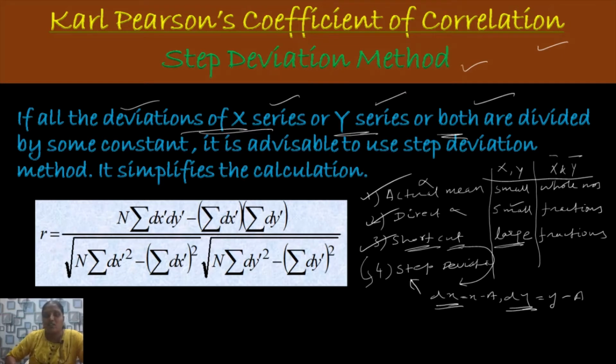For that, we make use of the formula r equals n sigma dx dash dy dash minus sigma dx dash sigma dy dash, over under root n sigma dx dash square minus sigma dx dash the whole square, under root n sigma dy dash square minus sigma dy dash the whole square. The only difference in the formula between the shortcut method and the step deviation method is that we use dx dash and dy dash instead of dx and dy.